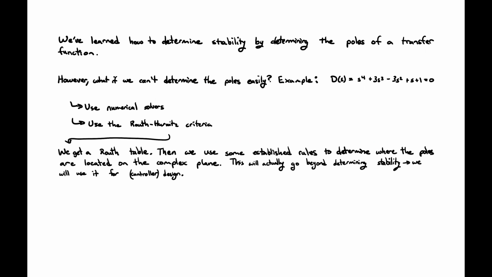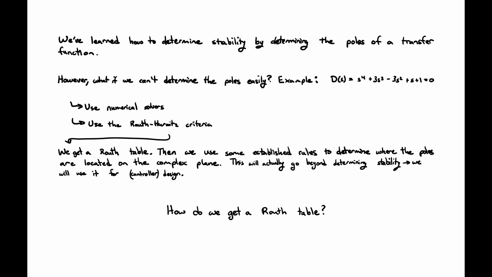So how do we use the Routh-Hurwitz criterion? We first need to build a Routh table. Then we use some established rules to determine where the poles are located on the complex plane, right? And that's going to determine our stability for our system, right? If the poles are all in the left half plane, then the system is stable. We could also use the Routh-Hurwitz criterion in a few classes for controller design or just design in general. But the question is, how do we get a Routh table in the first place, right?